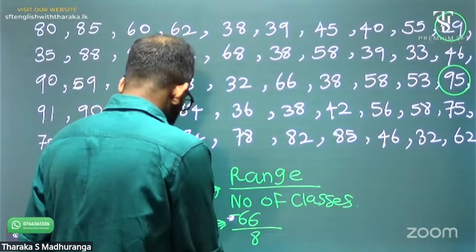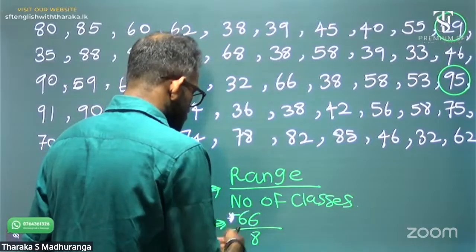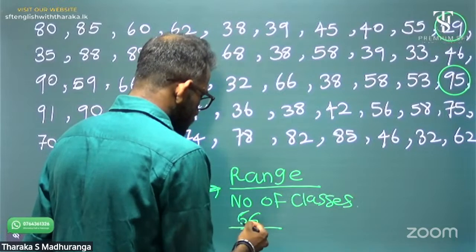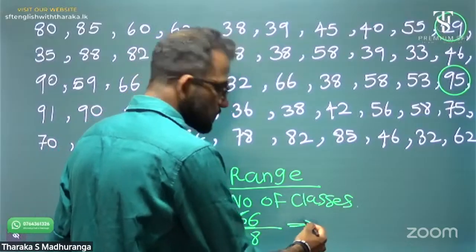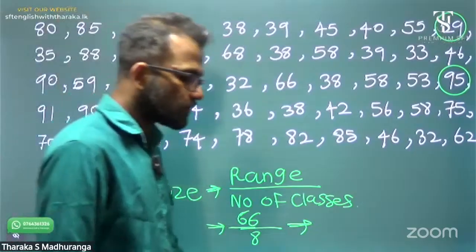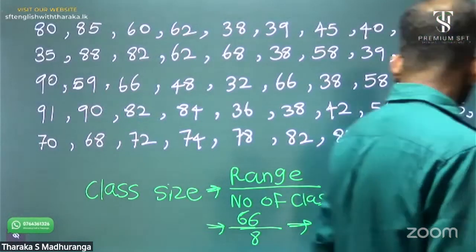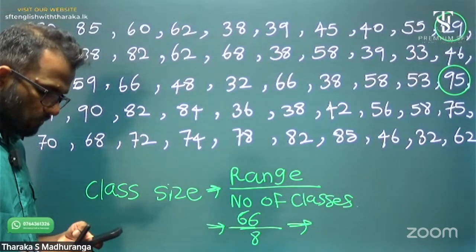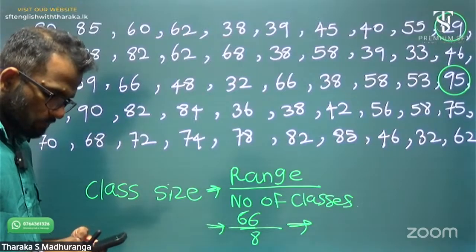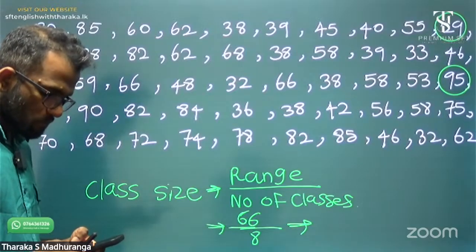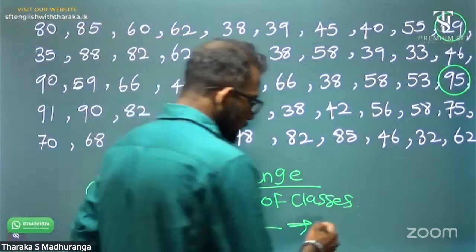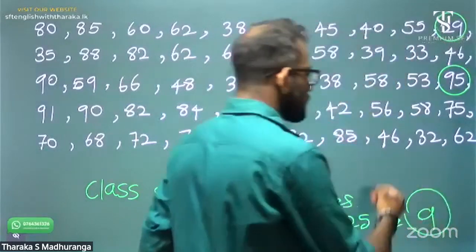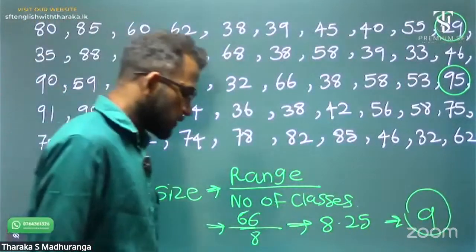Now please divide 66 by 8. 66 divided by 8 is 8.25. If it is 8.25, what's the class size? 9. I always told you, get the next whole number. Class size is 9.